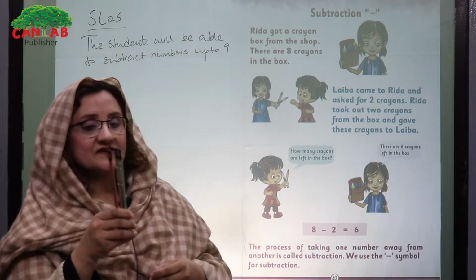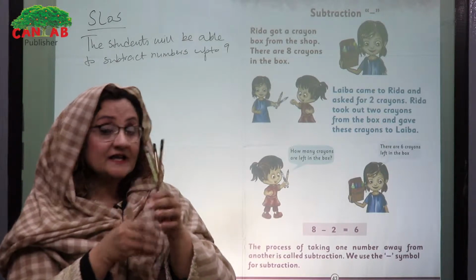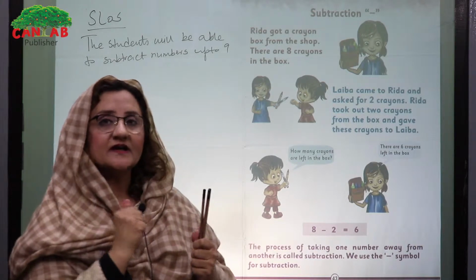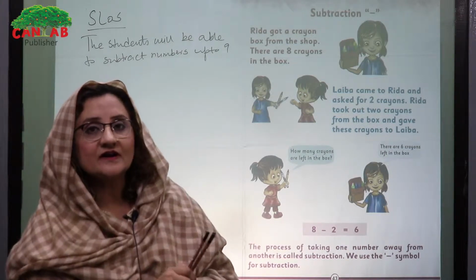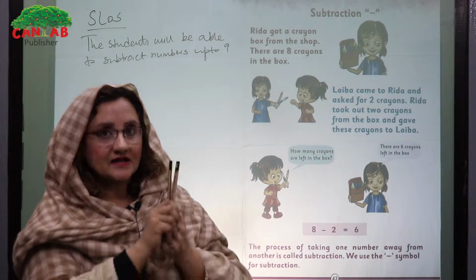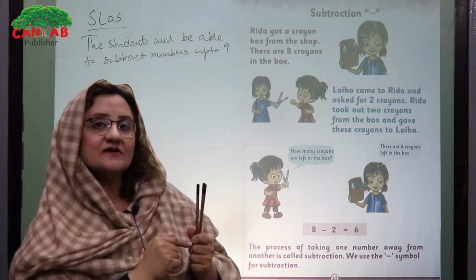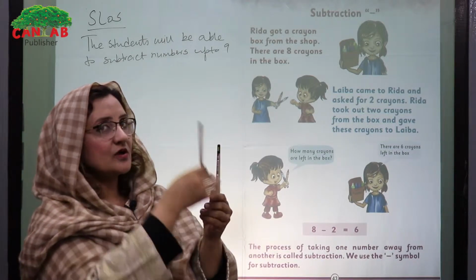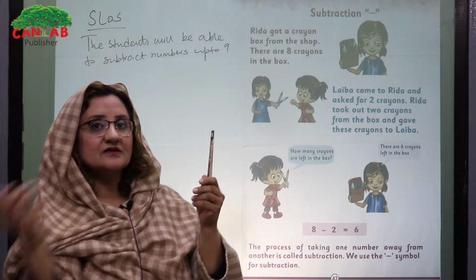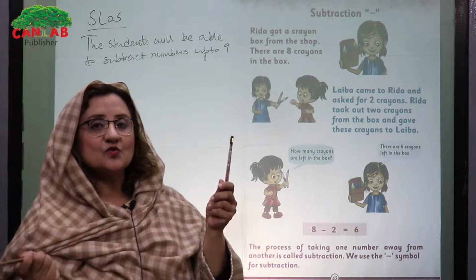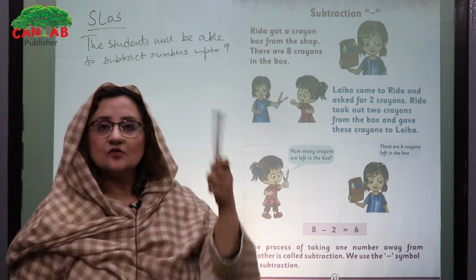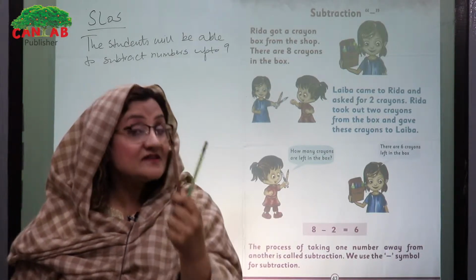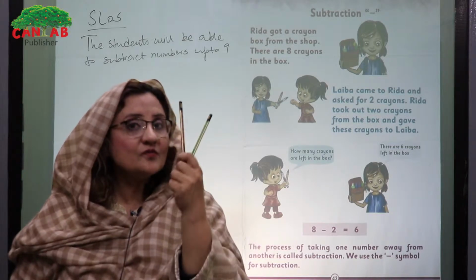Students, Alia has 3 pencils. Alishma came to her and asked her to give her 1 pencil, and Alia gave 1 pencil to Alishma. Now, how many pencils are there with Alia? She has 2 pencils.